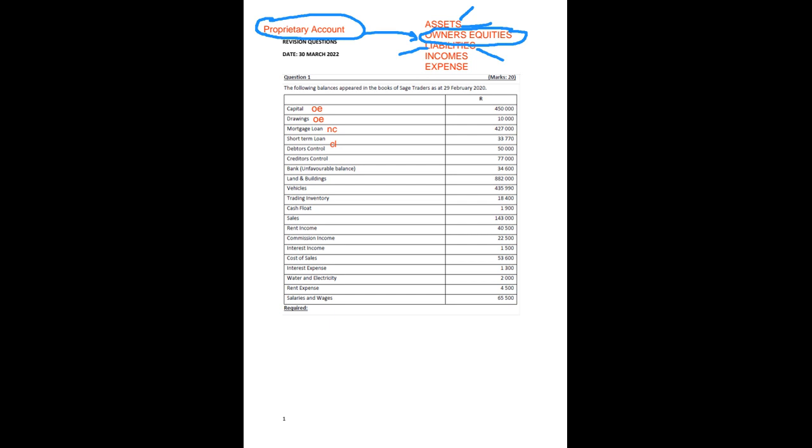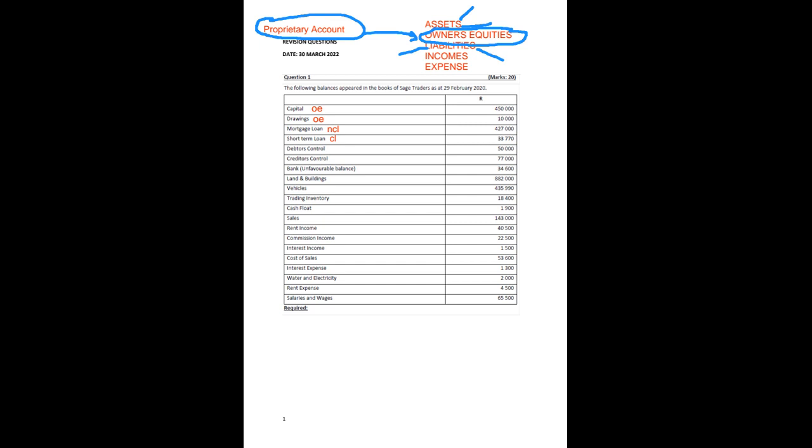Sorry, let me just align this, because they can ask you to classify this. This one is the non-current liability, yes. I'm just gonna write it like that.